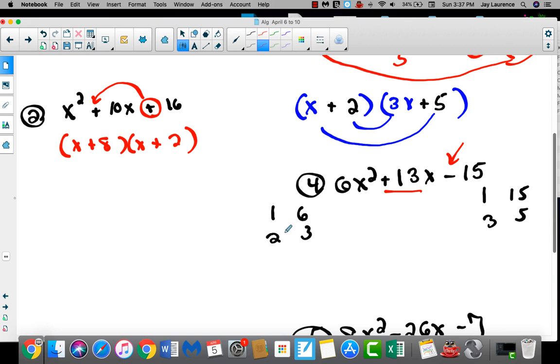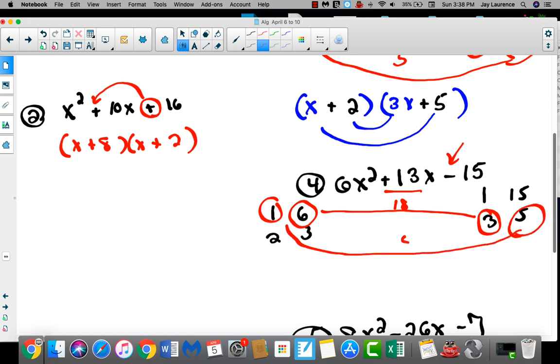Okay, so let me look here. Let's see, 2 times 5 is 10, 3 times 3 is 9. No, that's not going to subtract to get 13. Oh, wait, how about this? How about 6 times 3 will get me 18. And then 1 times 5 will get me 5, and 18 minus 5. I need 18 minus 5 because I need positive 13. If this was a negative 13, I would have done positive 5, negative 18, but it's not.